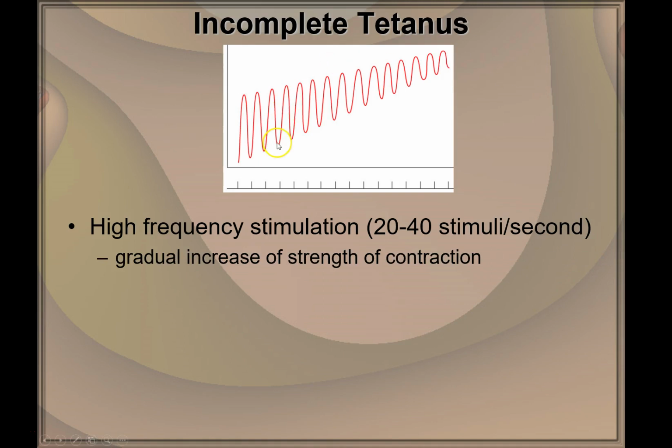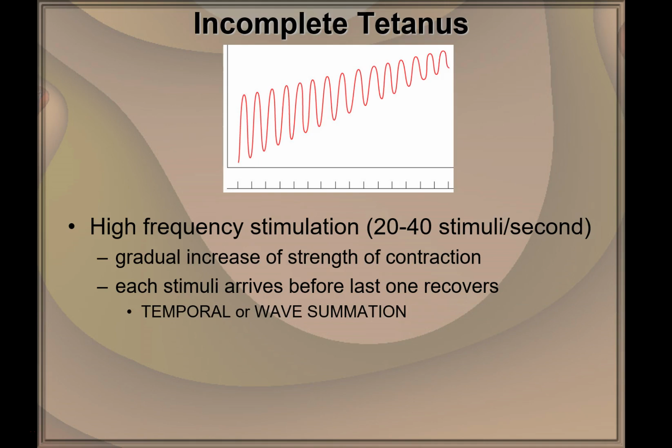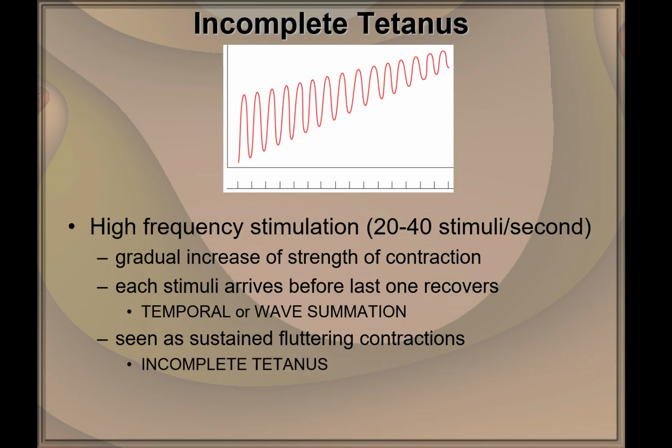But what's not happening now, looking at this graph? It's not having a chance to recover or relax. So now, this is what you're going to start to look like in a spastic paralysis. Okay? The muscle can't relax. Each stimulus arrives before the last one recovers. They piggyback on each other. This can be called temporal or wave summation. And what results is a sustained fluttering contraction, a spastic paralysis type situation that we sometimes call incomplete tetanus.